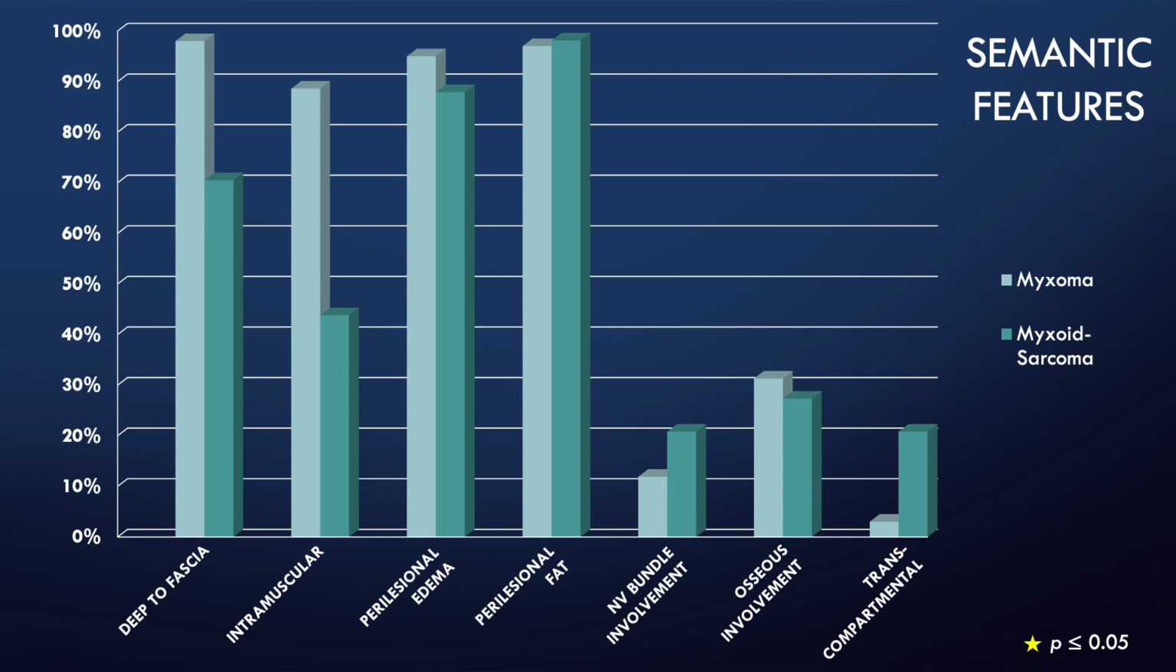There were 4 qualitative semantic features with significant predictive power in terms of tumor entity. Tumor localization deep to fascia, or intramuscular location, were more frequently seen in benign myxomas. Any involvement of the neurovascular bundle, either abutment or encasement, and transcompartmental extension were seen more commonly in myxoid sarcomas.